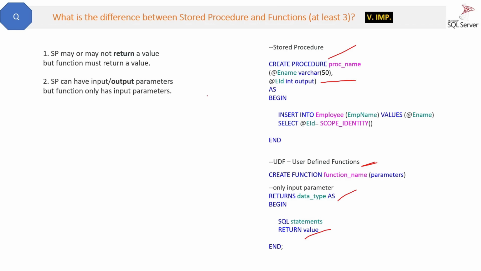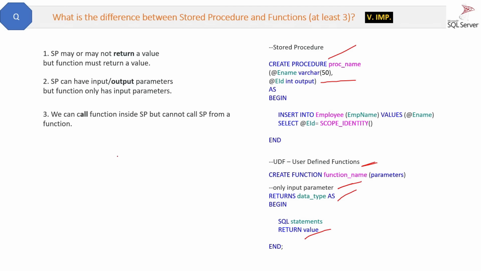Second difference is SP can have input and output parameters, but function can have only input parameters. So you might be aware that stored procedure can have both input and output parameters, but output parameters are not possible in function. Only input parameters are there in function.